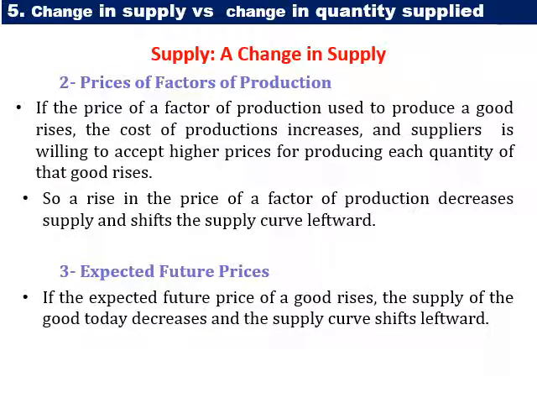So in this case, the supply curve will shift to the right. Based on that, we can say there is a negative relationship between the supply of a good and its expected future price. This will lead to a decrease in the supply, and supply curve will shift to the left.